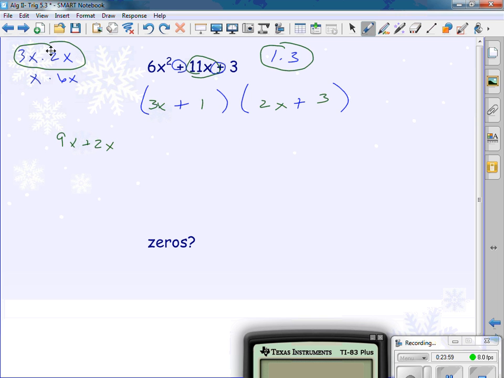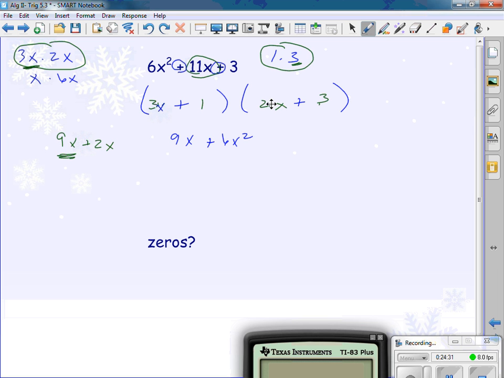These ones are more like a puzzle that you have to piece together properly. Do you see how I picked these numbers? Because how did I get this 9x? 3x times 3. The number you multiplied has to go over here. Just to show you, if I FOIL this, yes, I do get 3x times 3 is 9x. 3x times 2x is 6x squared.